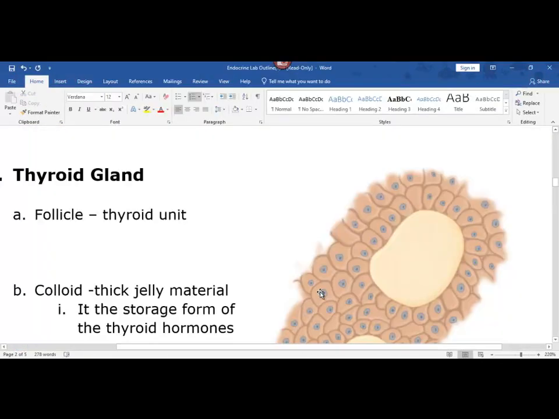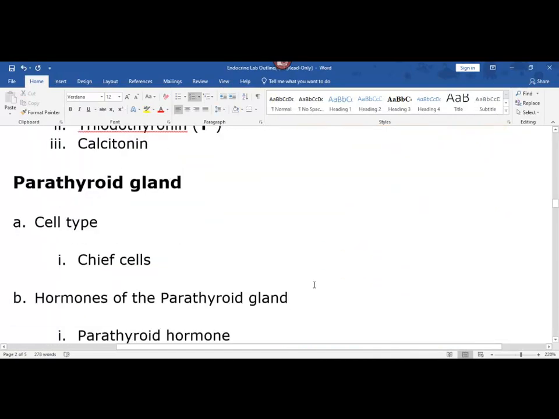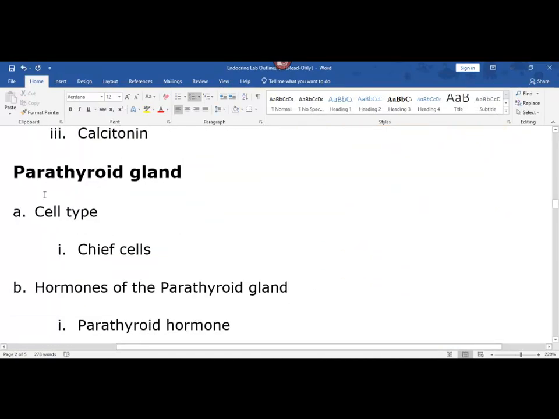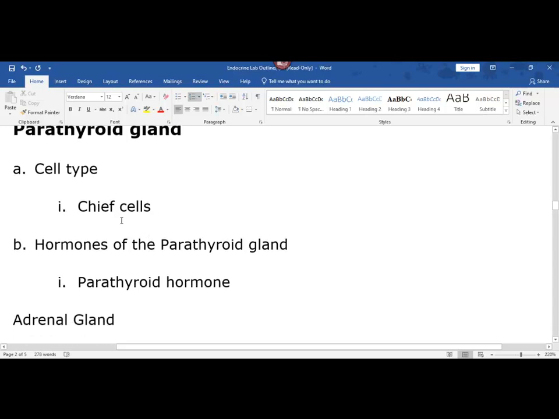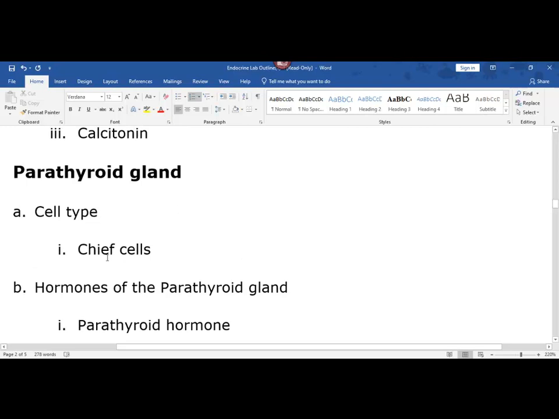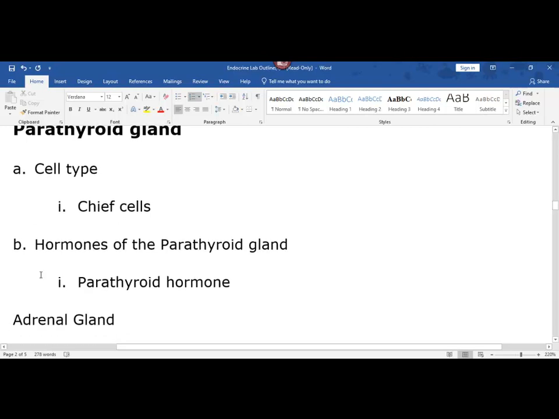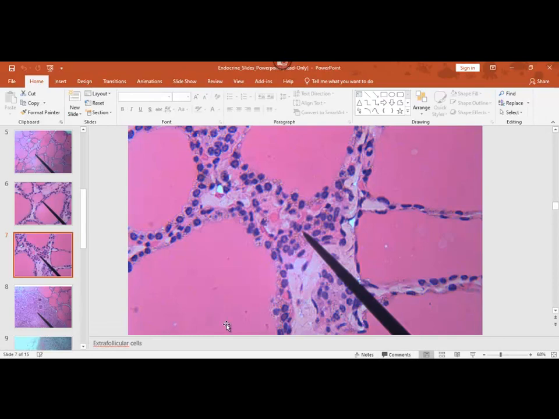So I'm going to bounce back to our outline. So parathyroid gland. There is one major cell type in a parathyroid gland. They're called chief cells. And the parathyroid gland produces parathyroid hormone. Why can't they all be named like that? So I'm going to go back over.